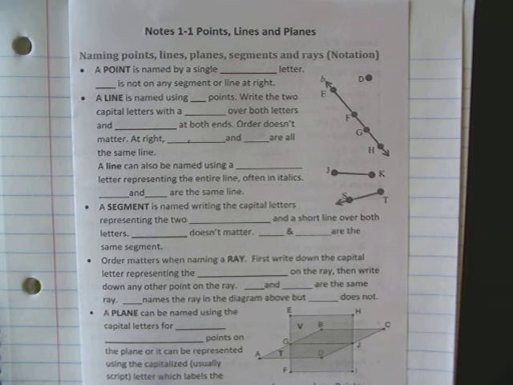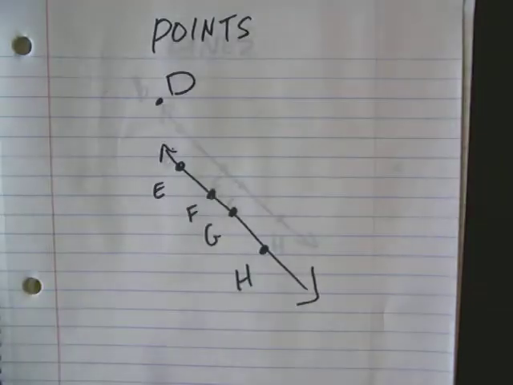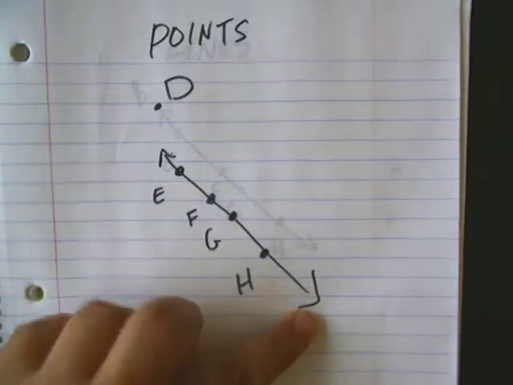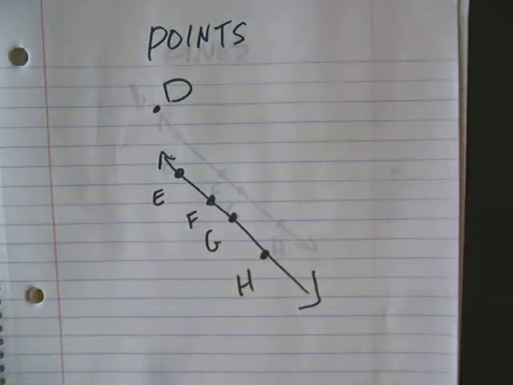Hello, let's go ahead and get started on Notes 1-1, which means it comes from section 1-1 in your book. So the first term that we're talking about is a point. You've known about points the whole time. Here's a point, E, F, G, H. Those are all points. How do we name a point?